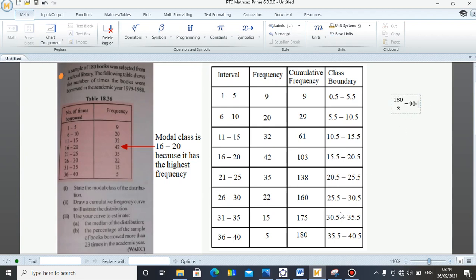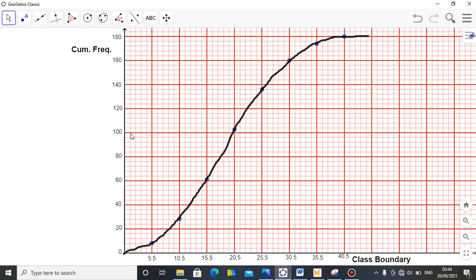You can see, then come to your graph, look for 90 on this cumulative frequency side. This is 80, so 90 should be somewhere here. If this is 80, you have 84, 88, so 90 should be at the middle, then 92, before 96, then 100. So 90 is at the middle.